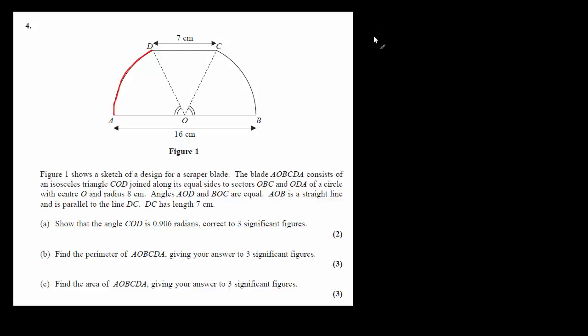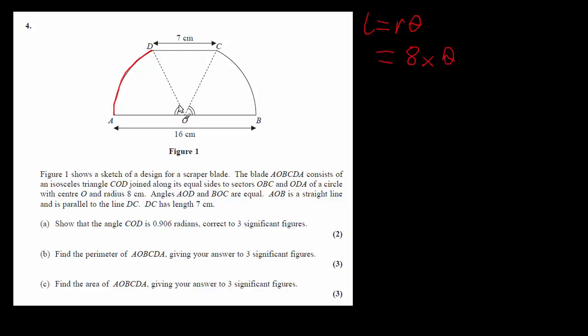So we're going to need to use the arc length formula, which is L is equal to the radius times the angle theta. So for this one, the length is going to be equal to the radius, which is 8, multiplied by the angle here. Now this bit we aren't sure of yet, but we do know that angles on a straight line in radians add to pi.